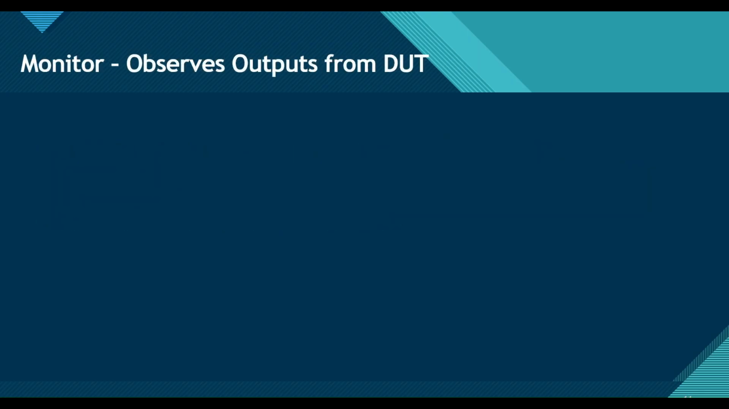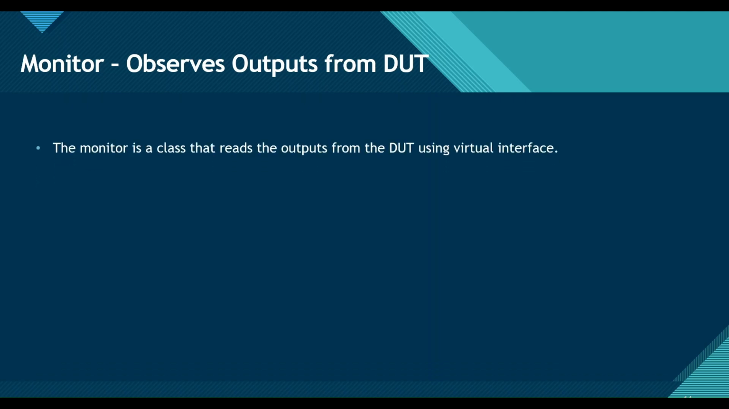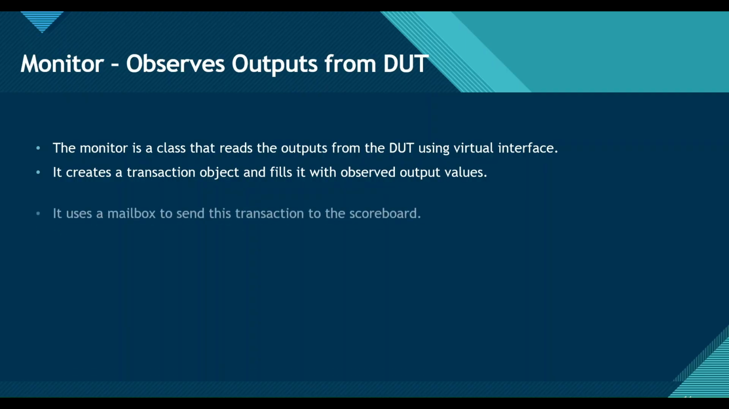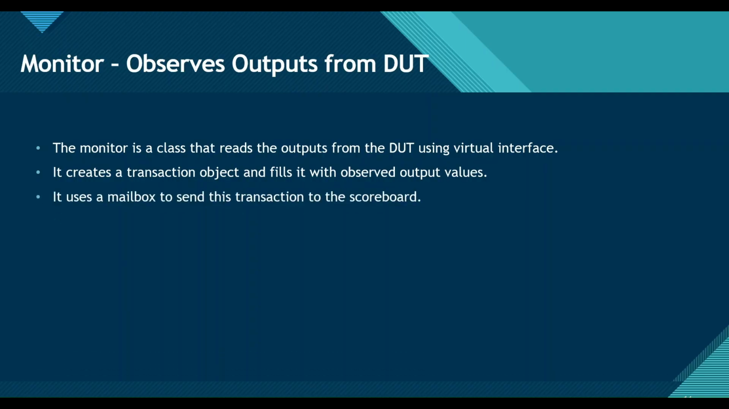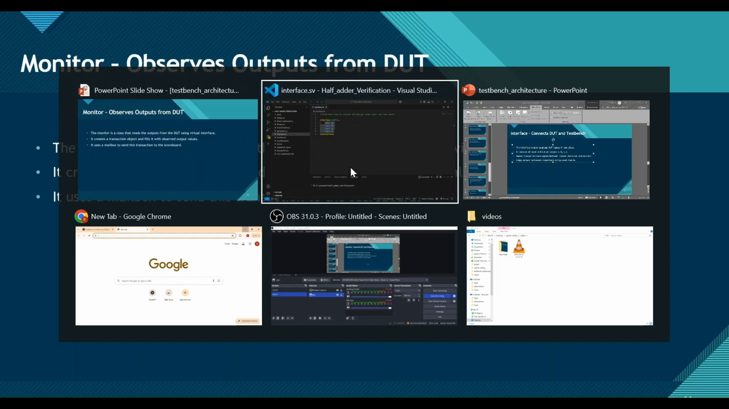Monitor, it observes the output values from the DUT. The monitor is a class that reads the output from the DUT signals using the virtual interface. It creates the transaction object and fills it with observed output values. And it uses a mailbox to send this transaction to the scoreboard. Let's see the code for the monitor.